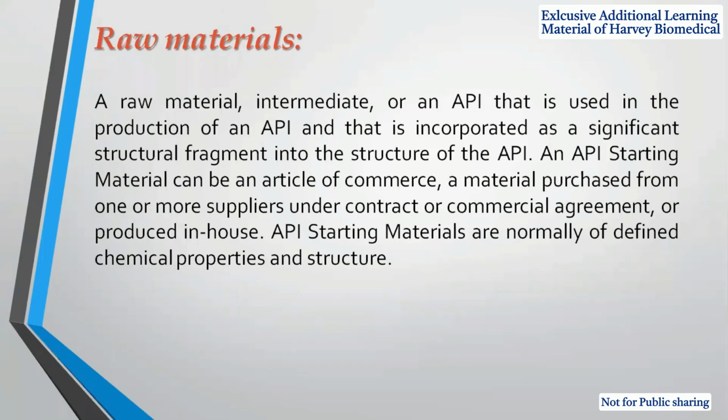Here, what they are saying is that raw materials are intermediates, and even the API is a raw material for the drug product. That is why they interpret it this way. This API, intermediate, or raw material can be manufactured in-house or procured, purchased from one or more suppliers under contract or commercial agreement, to manufacture either the API, the drug substance, or a key starting material, whichever material is used in the drug product or drug substance.